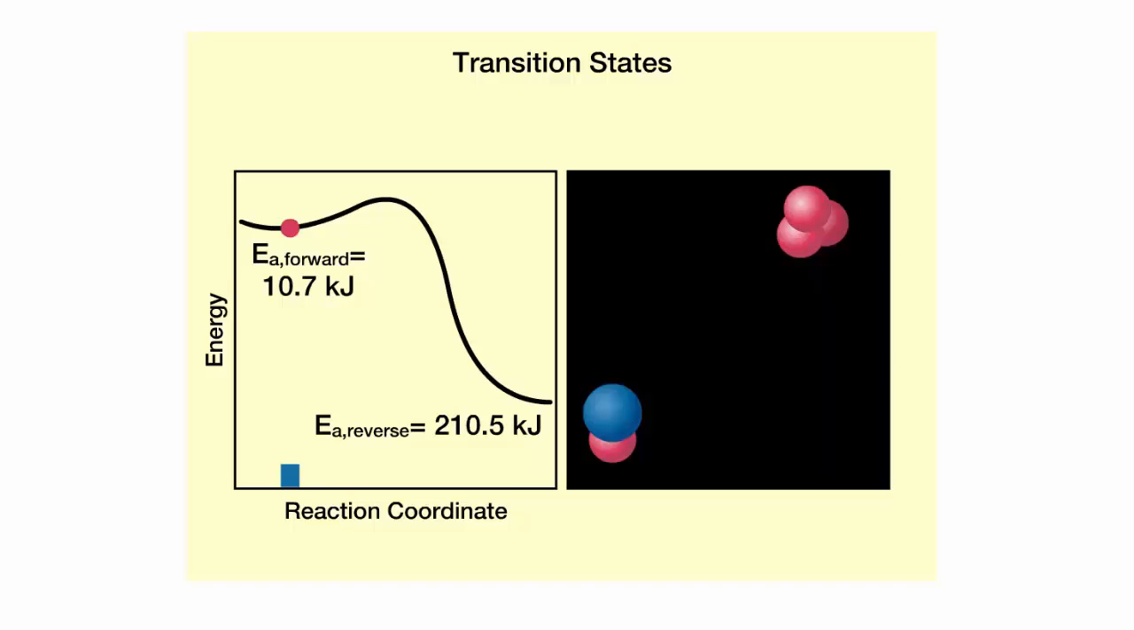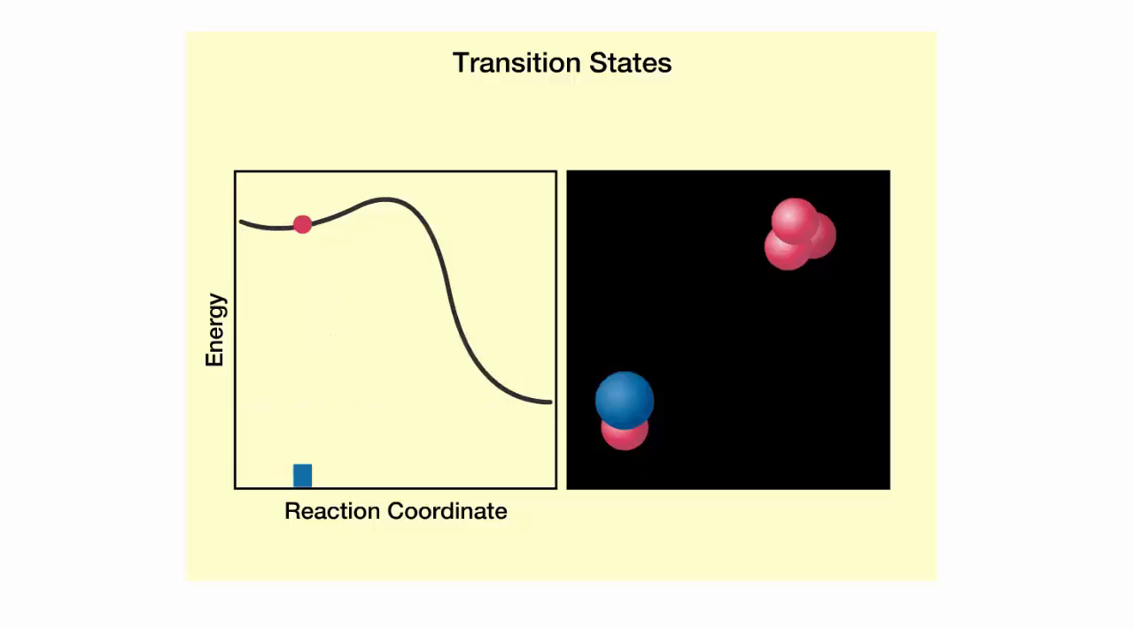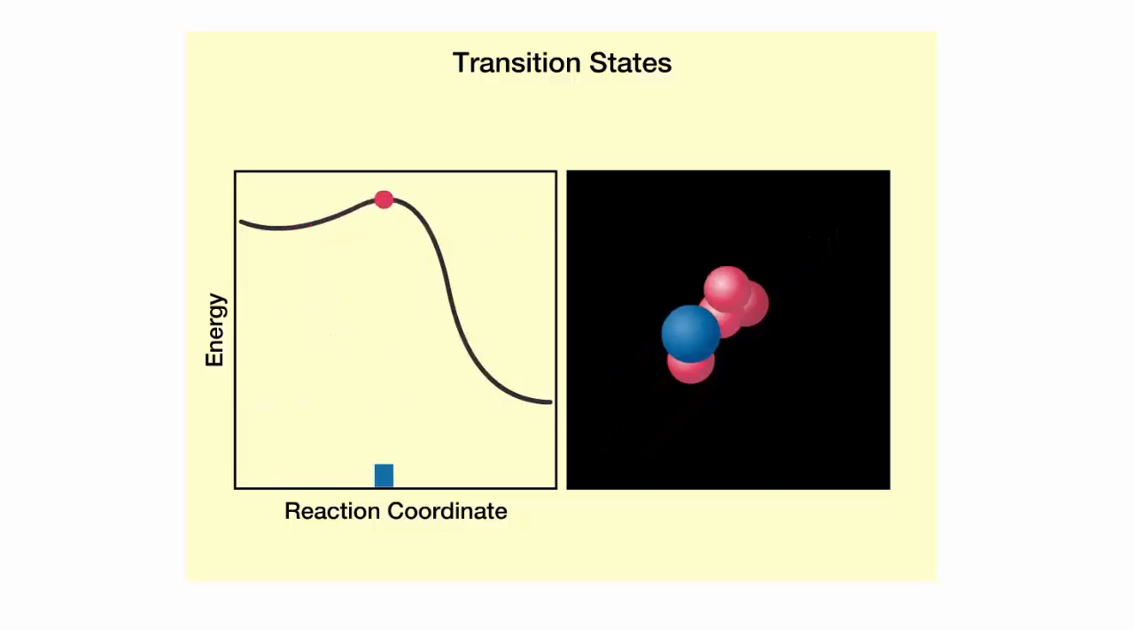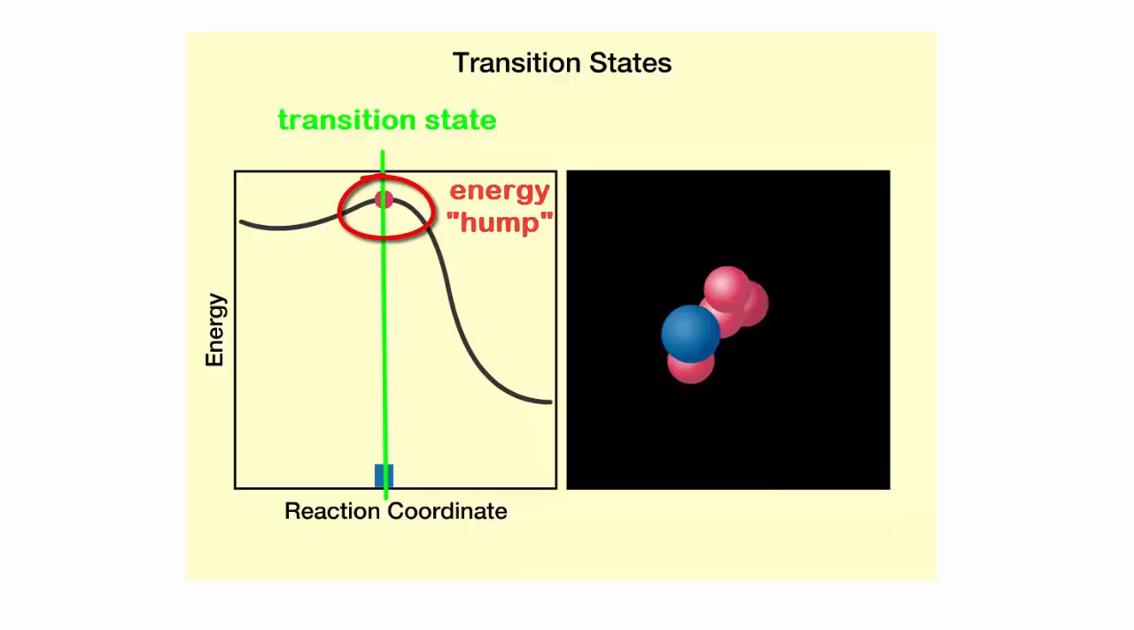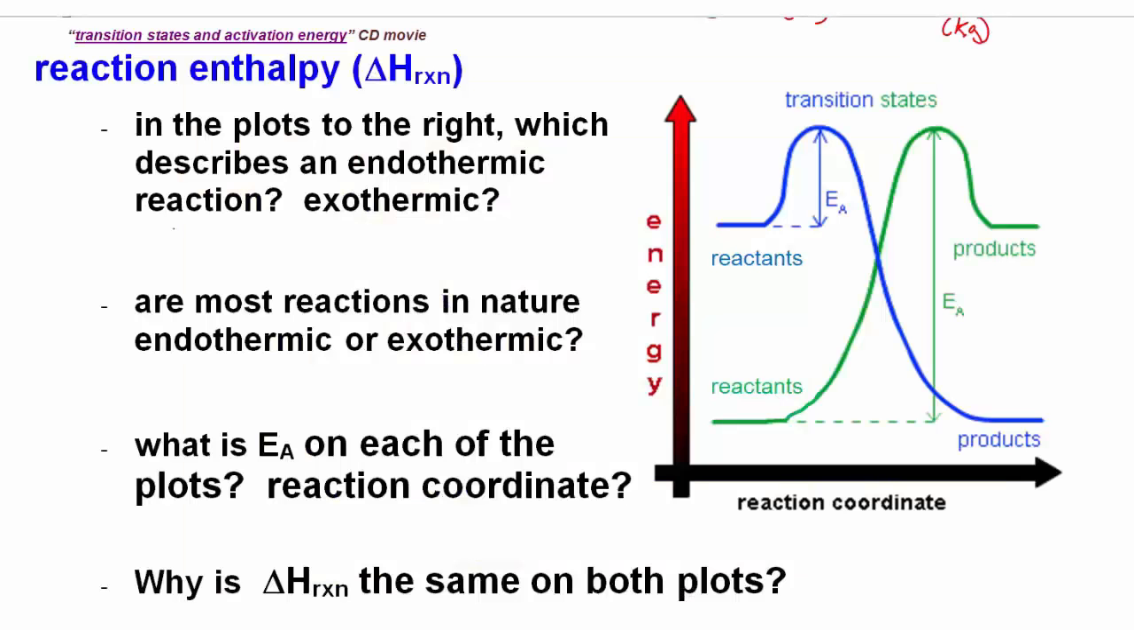In order for reactants to produce products, they need to go through a transition state. That is a special geometry of the molecules, and they're just in the act of combining and doing the reaction. And it takes energy to do that. That's why you can see they kind of came up in a little energy hump there. So let's see if we can answer these questions.